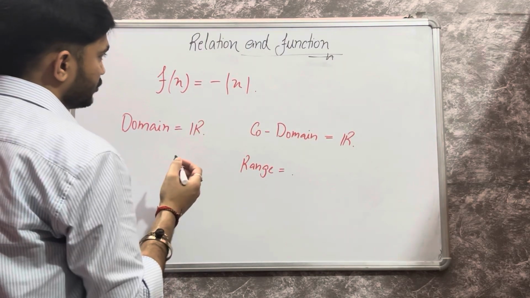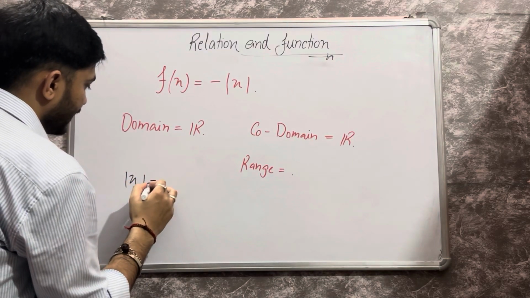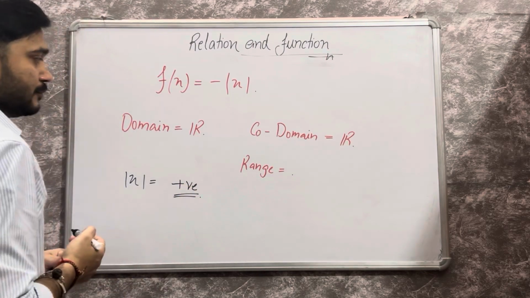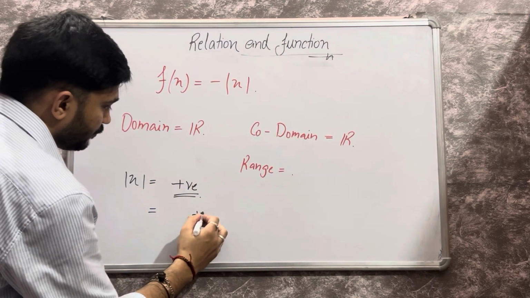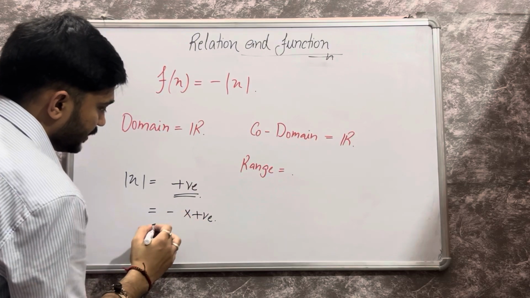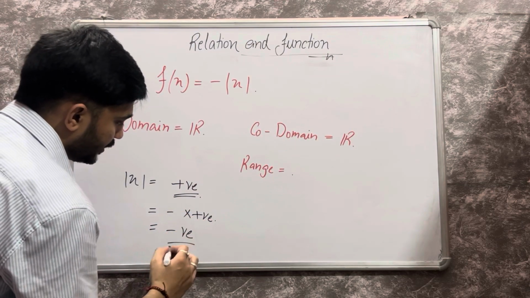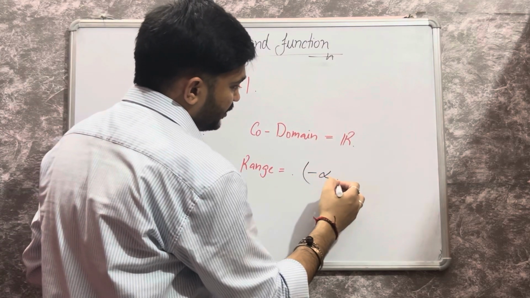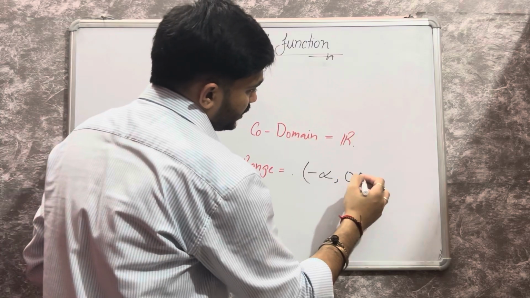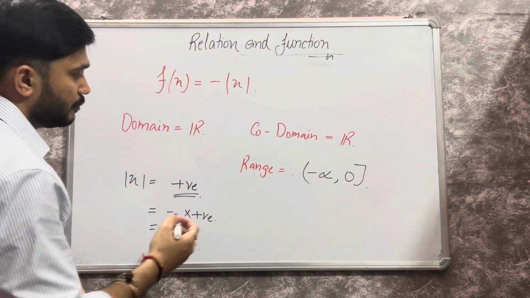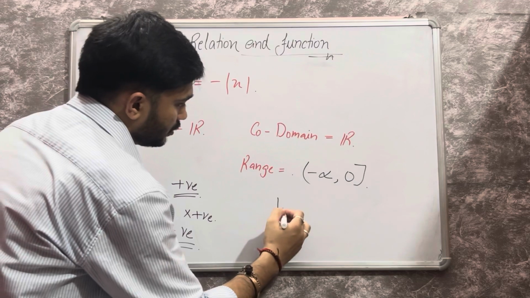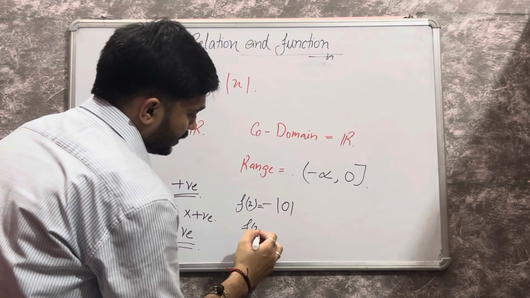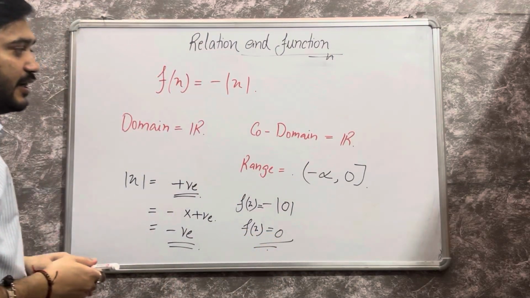The range of this function is going to be positive whatever value of x we put in the mod. And that positive value, when multiplied with minus, is going to yield a negative value. So the range of this function is going to be minus infinity to 0, and we have to include 0 in it, because if we put x as 0, we are going to have f of x as 0. Any doubt?